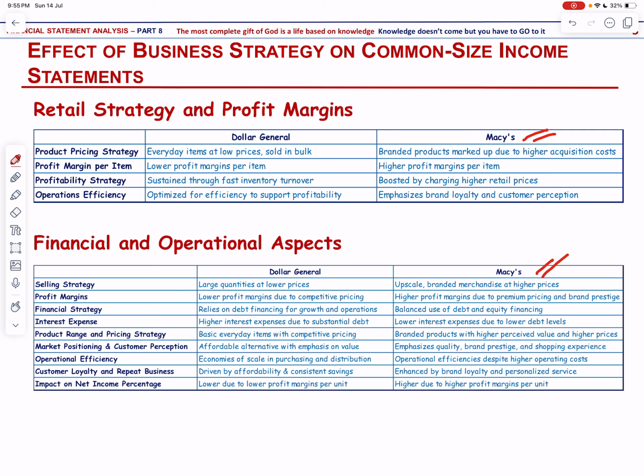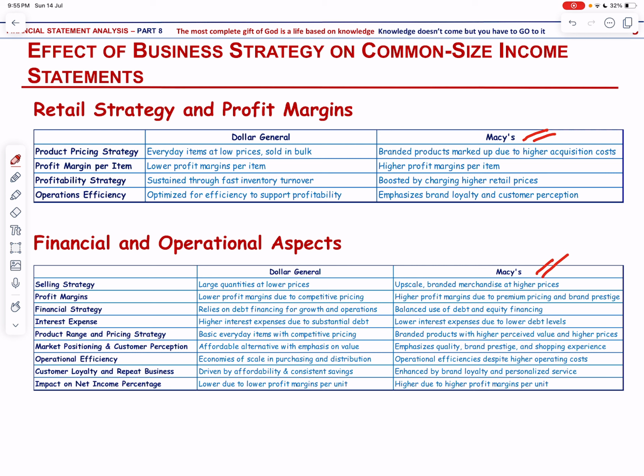Dollar General and similar discount stores prioritize offering everyday essentials and basic merchandise at affordable prices. They target high sales volume through their pricing strategy. Profit margins per unit are generally lower due to competitive pricing and narrower margins on discounted items.